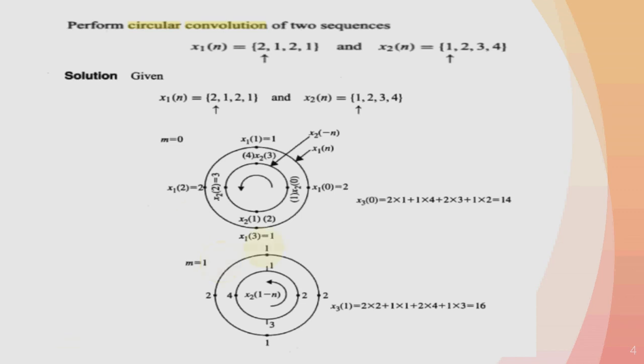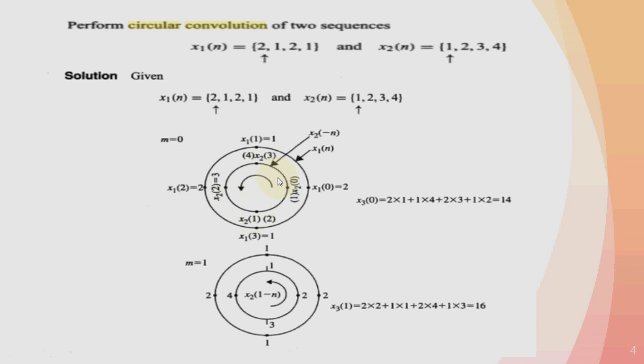So here x1 of n is placed on the outer circle, and x2 of n is placed on the inner circle. x1 of n is placed in anti-clockwise direction, so that is 2 1 2 1, and x2 of n is placed on the inner circle in clockwise direction, that is 1 2 3 and 4, right?